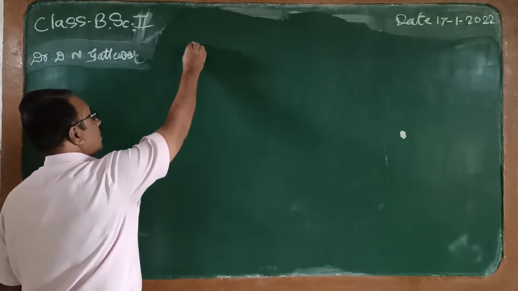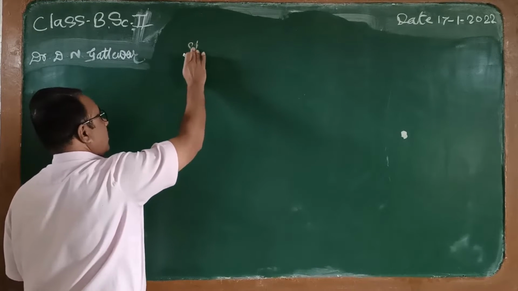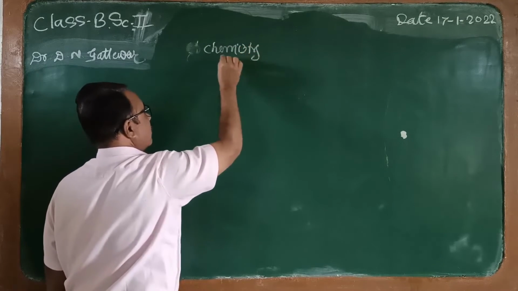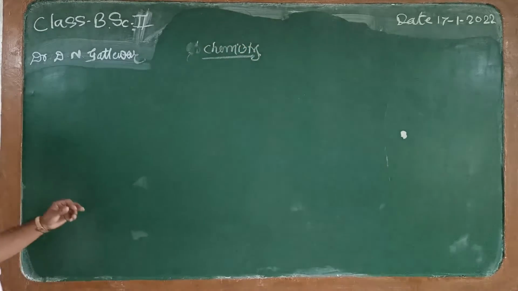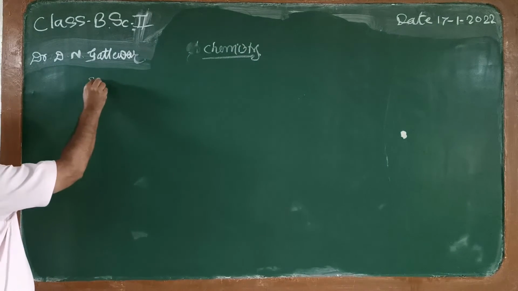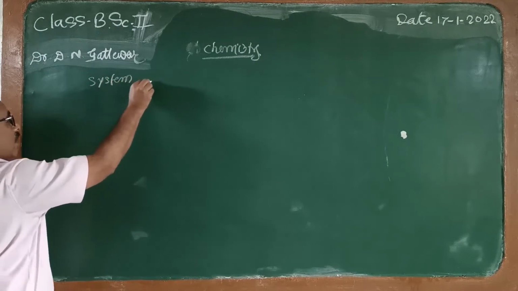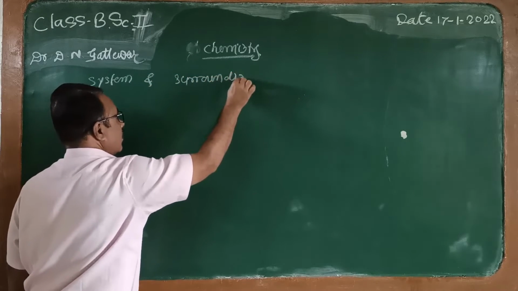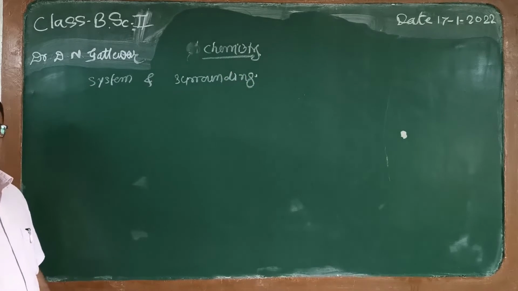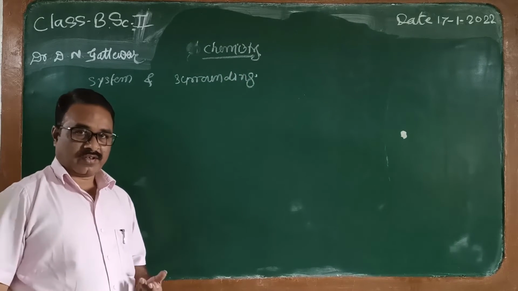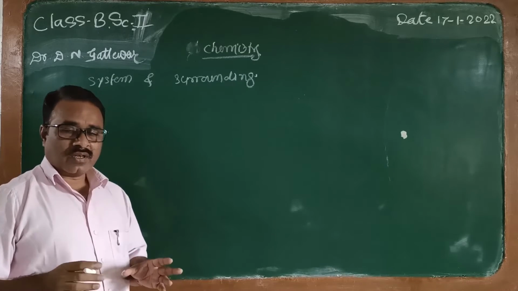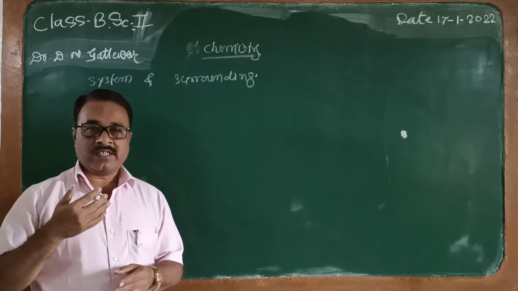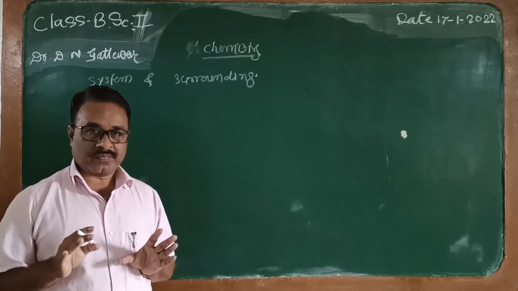Okay, students, now we are learning some thermodynamic definitions here. In that, first is the system and surrounding. Now, what is the system and surrounding here? Generally, any part of the universe under our consideration is called the system.